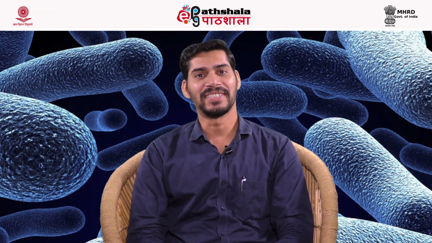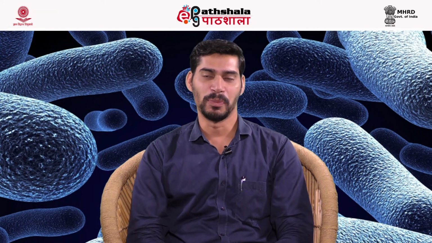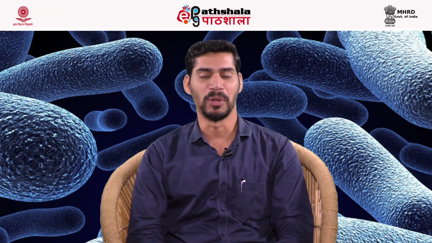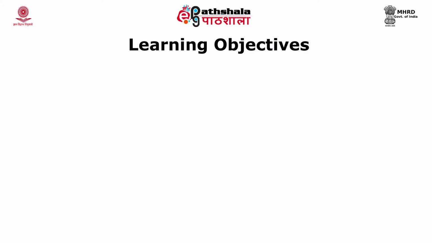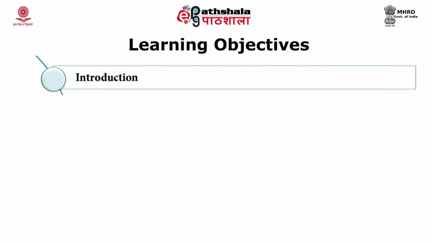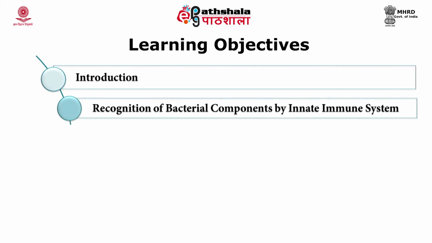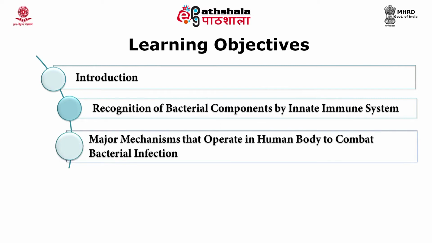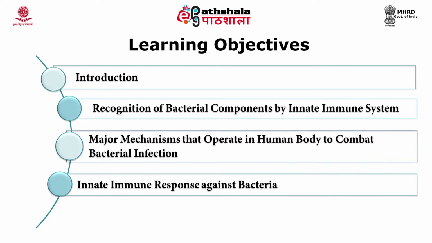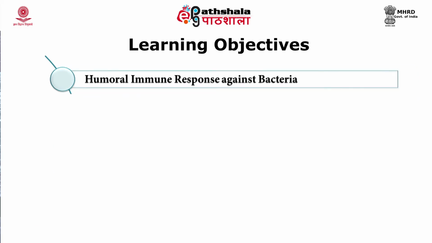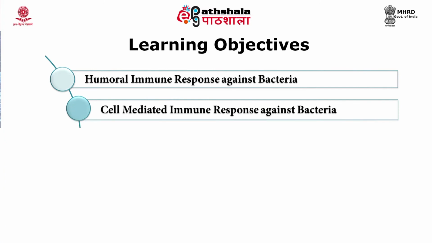Today we are going to discuss the various immune responses to bacterial infections from the paper Immunology. In this module we will start with a brief introduction where we will see what are the various mechanisms a body adopts to recognize the bacterial infections. Later on we will move on to the protective measures taken by the body to combat these bacterial infections. These mechanisms can be innate immune responses or the antibody-mediated humoral immune responses or the cell-mediated immune responses.